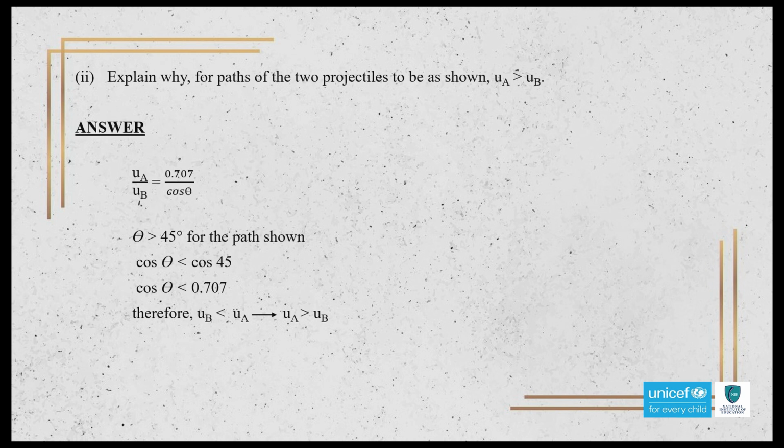When the angle is getting bigger, the cos value is getting smaller. So, theta bigger than 45 means cos theta less than cos 45, that means cos theta less than 0.707. So, from the equation, the numerator is bigger than the denominator, so directly you can get that answer. You can see UB is smaller than UA, that means UA is bigger than UB, because the ratios work like that.